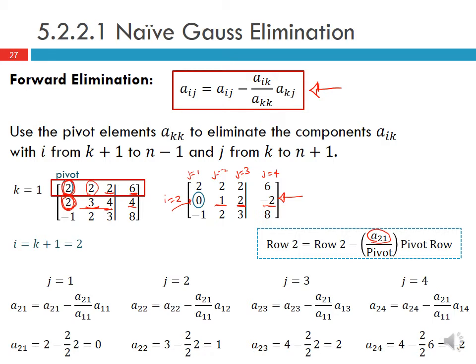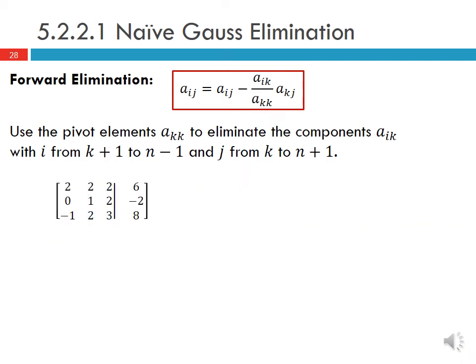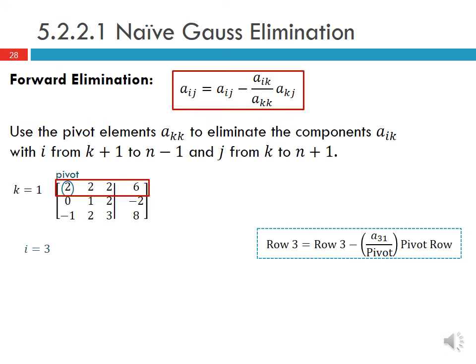Now we've updated our whole matrix, basically performing this operation: row 2 is equal to row 2 minus A21 over the pivot element times the pivot row. So this is our new form of our matrix. Now we've still got the same pivot, k is equal to 1, the same pivot row, but now we want to increment our i. So we want to deal with row 3 here. Row 3 is going to be equal to row 3 minus A31 over the pivot element times the pivot row. We want to get rid of this value here. We're going to end up with this matrix, and you can see that now we've got a 0 in that place.